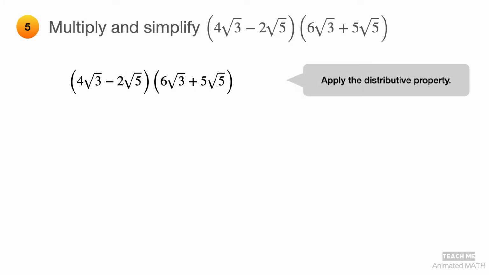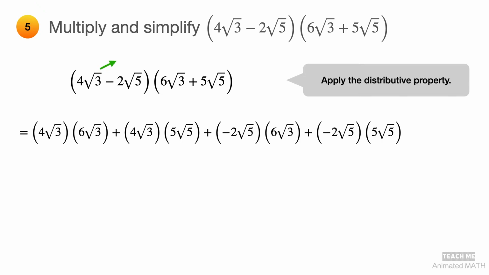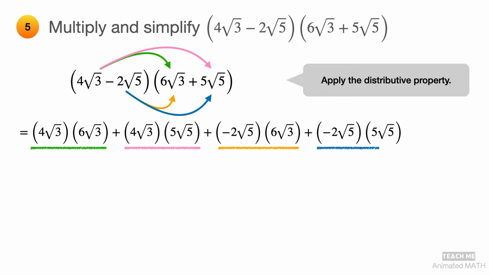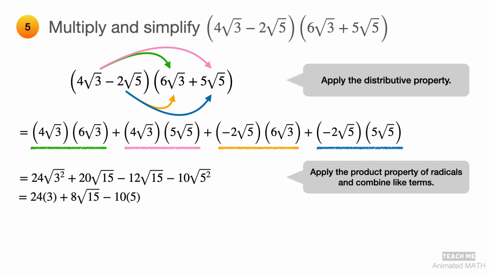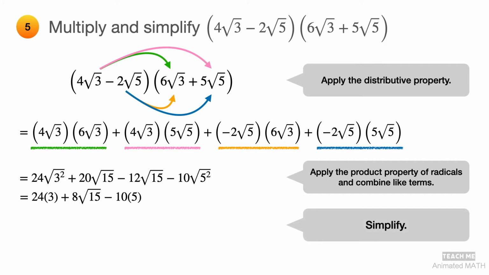Apply the distributive property to expand the equation. So, just multiply each term from the first parenthesis to each term inside the second parenthesis. Apply the product property of radicals and combine like terms. In this case, combine radicals with square root of 15. Simplify the expression, and the final answer is 8 square root of 15 plus 22.